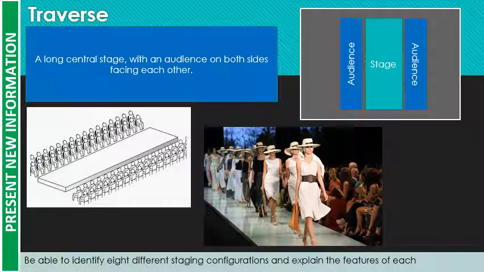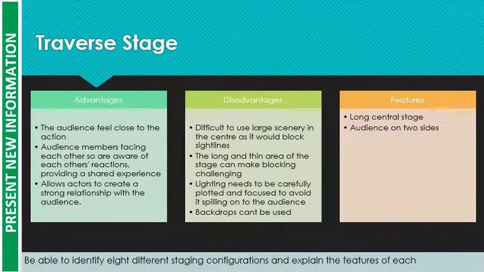The next stage configuration is called a traverse stage. Now, you might recognize this from being the type of stage that they often use on a catwalk show. You can see there's a fashion show going on in one of the pictures that I have got for you. You have a slim, long stage in the center, and you have audience either side of that, as you can see from the diagram and the pictures. It is a long central stage with the audience on both sides, which are facing each other. The features are a long central stage, as I've already mentioned, and audience on 2 sides.